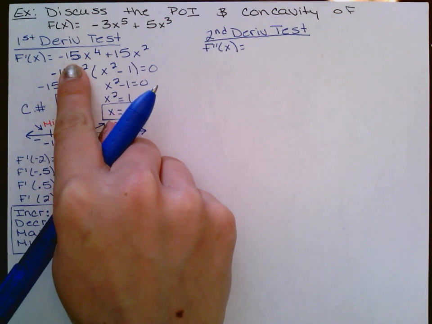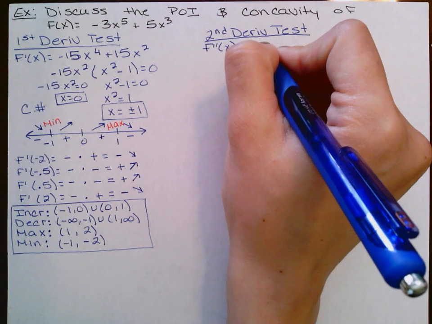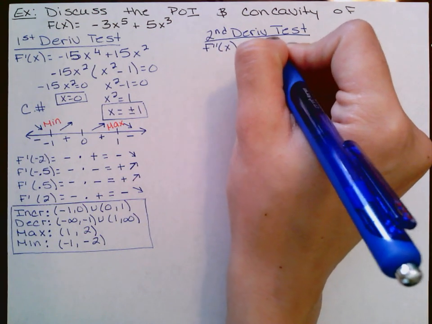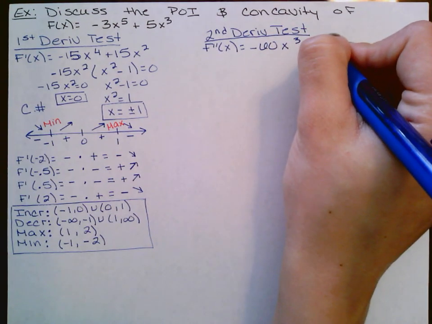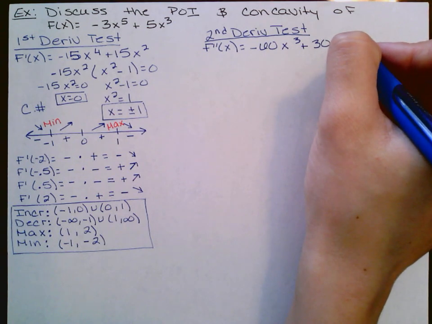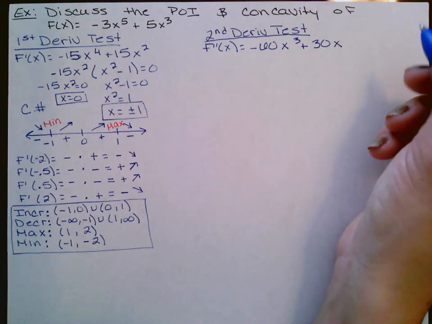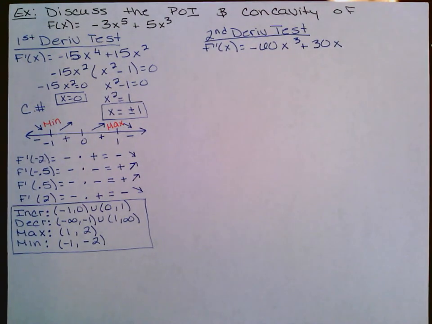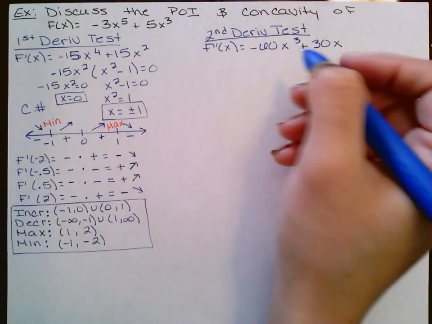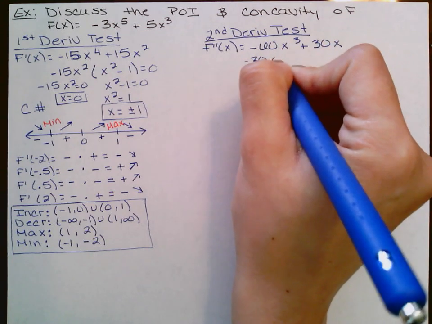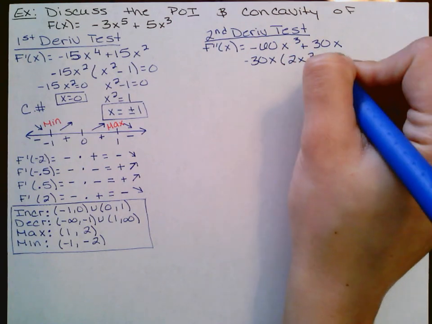So second derivative here, I end up with 4 times -15. I have -60x cubed. And then I end up with 30x to the first. Okay. So now I'm going to factor out a -30 again, just because I don't like that negative here, and a single x. So I end up with -30x, and then I'm left with 2x squared minus 1.